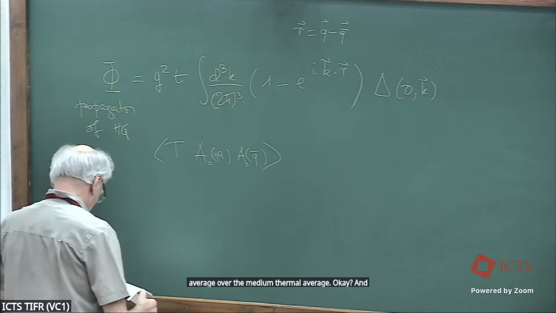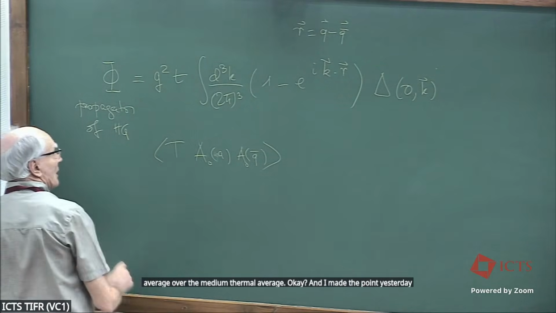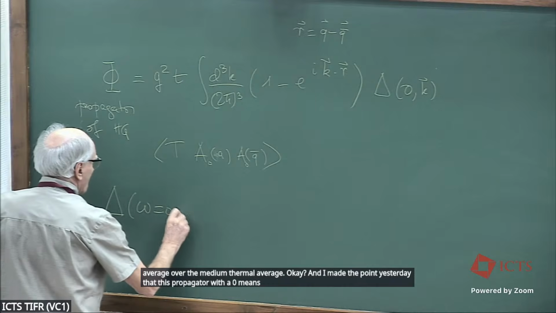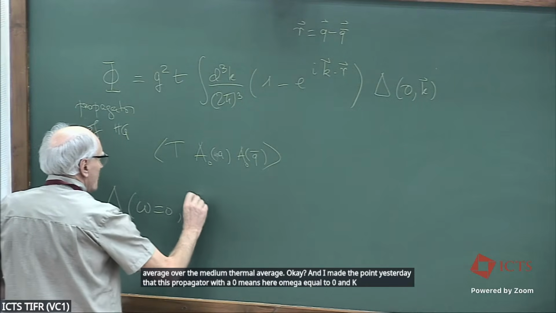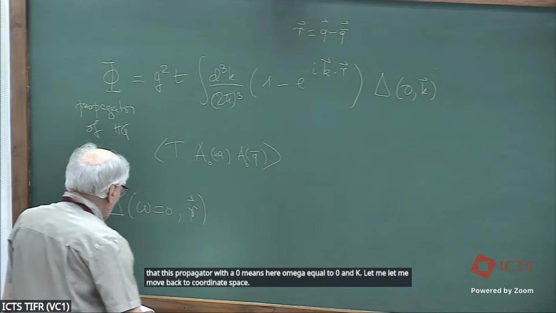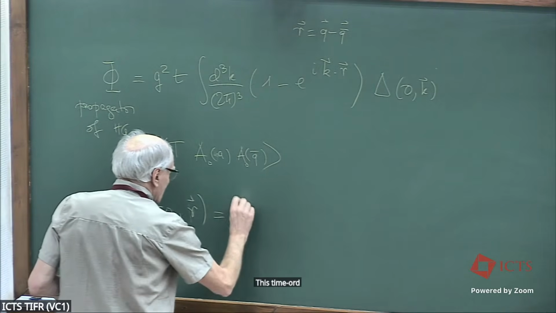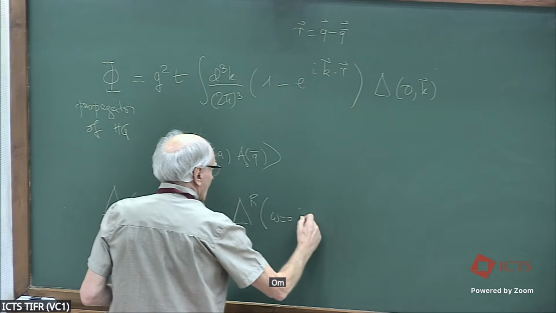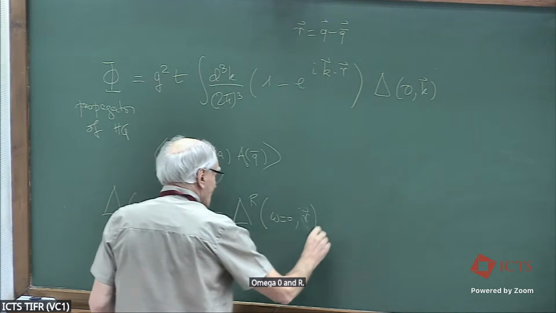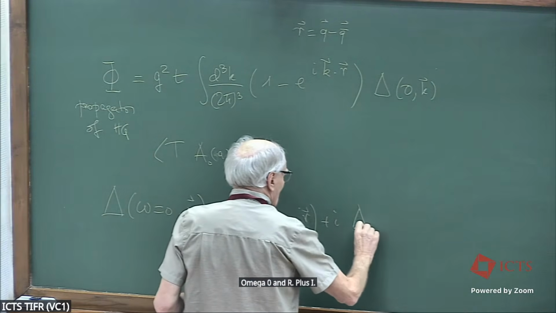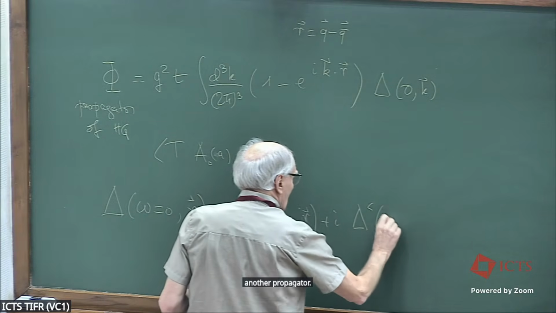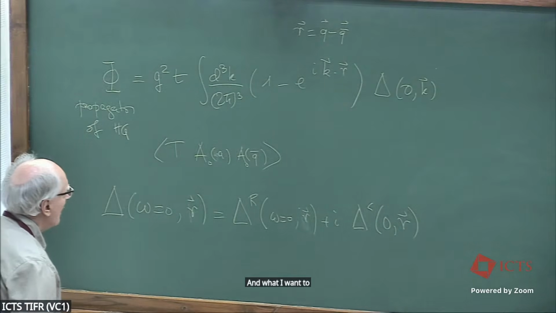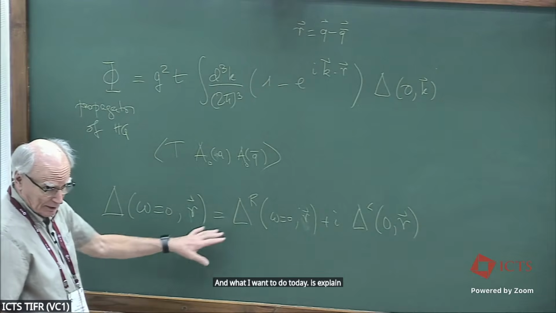Okay, and I made the point yesterday that this propagator with the zero means here omega equal to 0 and k. Let me move back to coordinate space. This time ordered propagator is given by the sum of the retarded propagator, omega 0 and r, plus I, another propagator, lower 0 and r. And what I want to do today is explain the physics which is hidden in this formula.